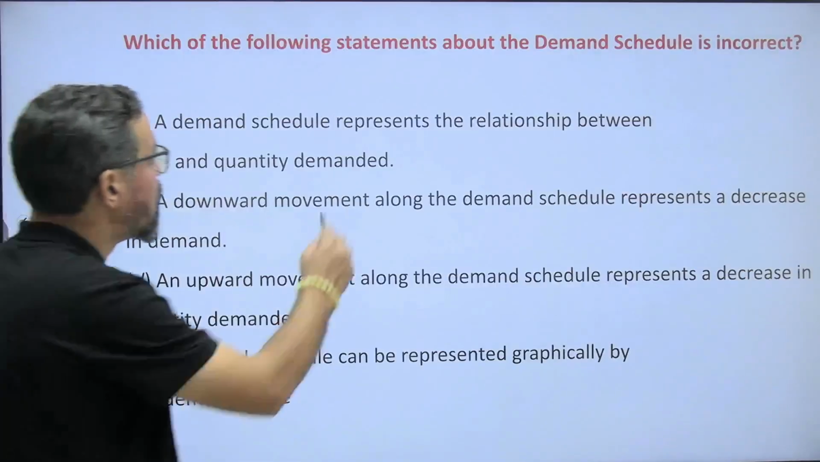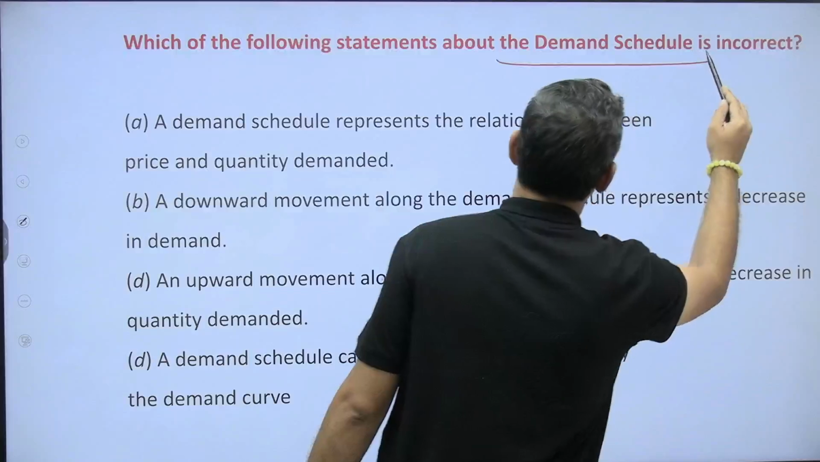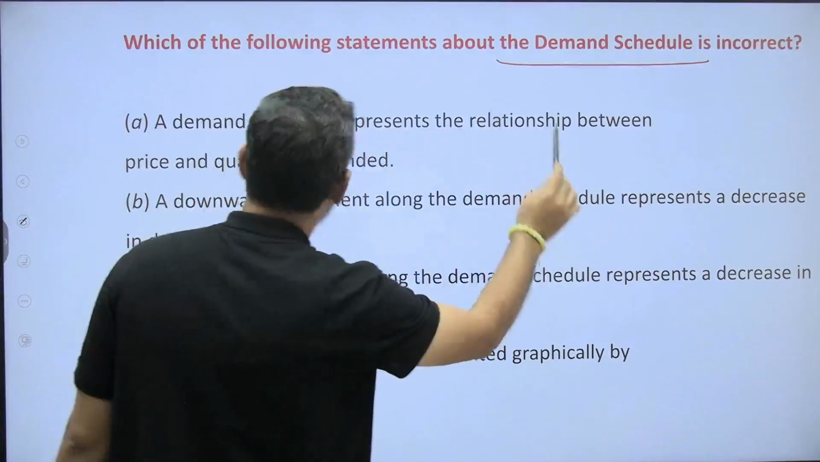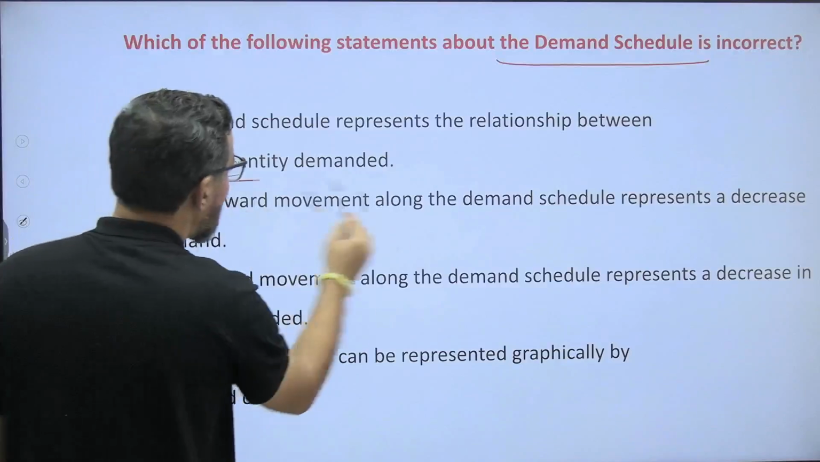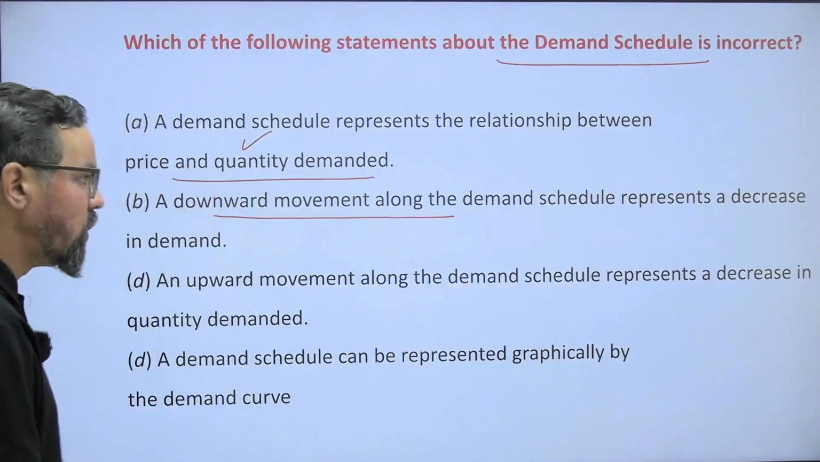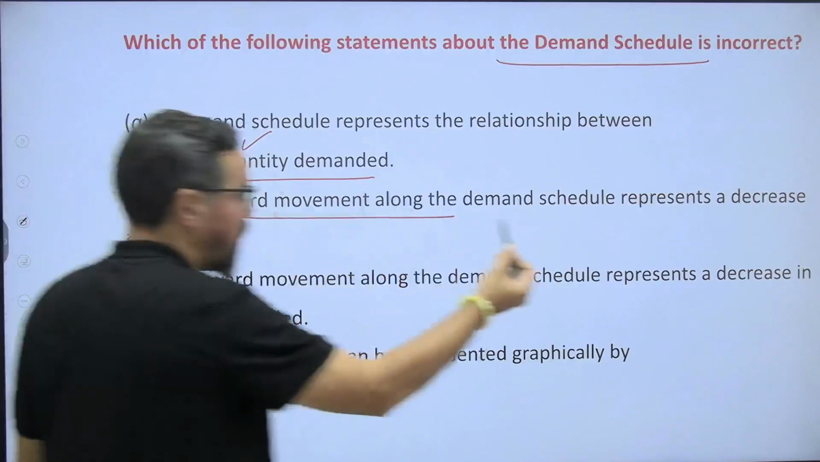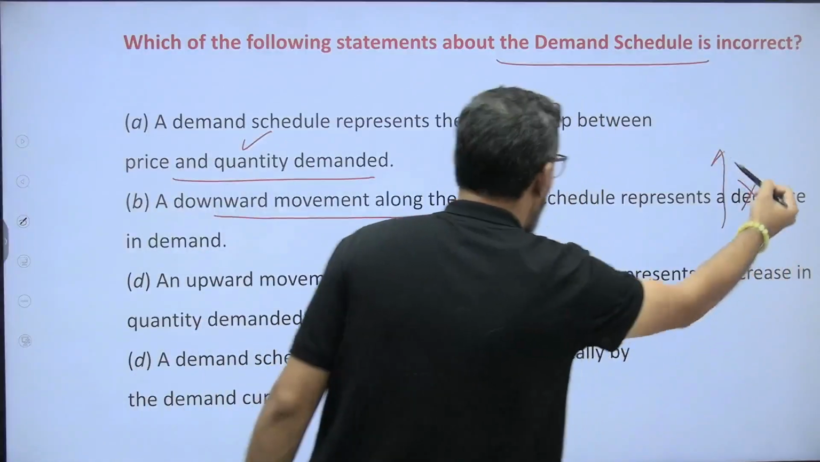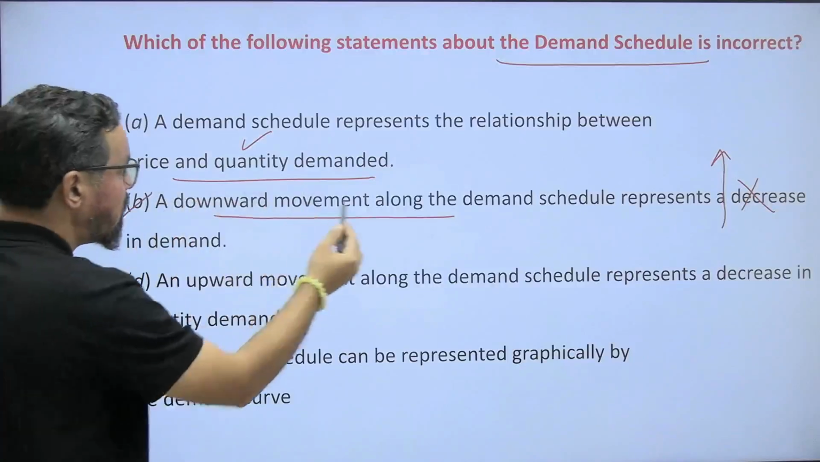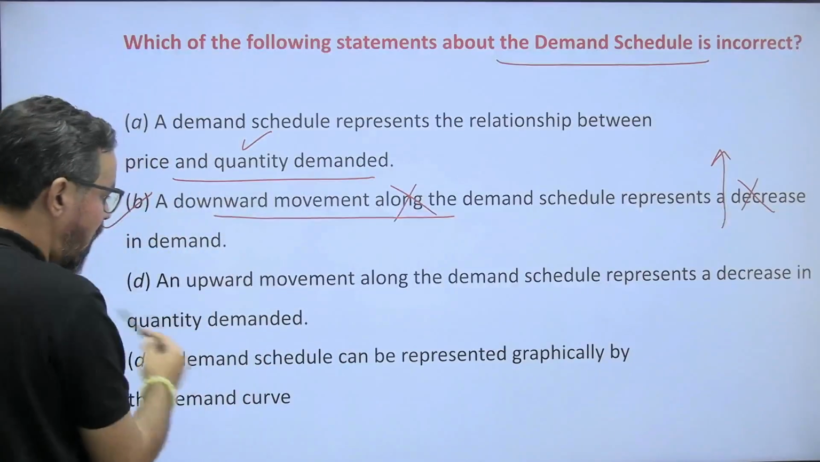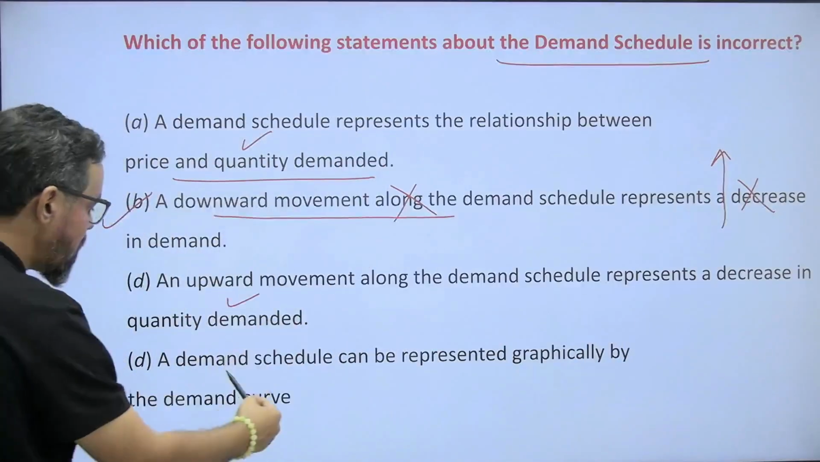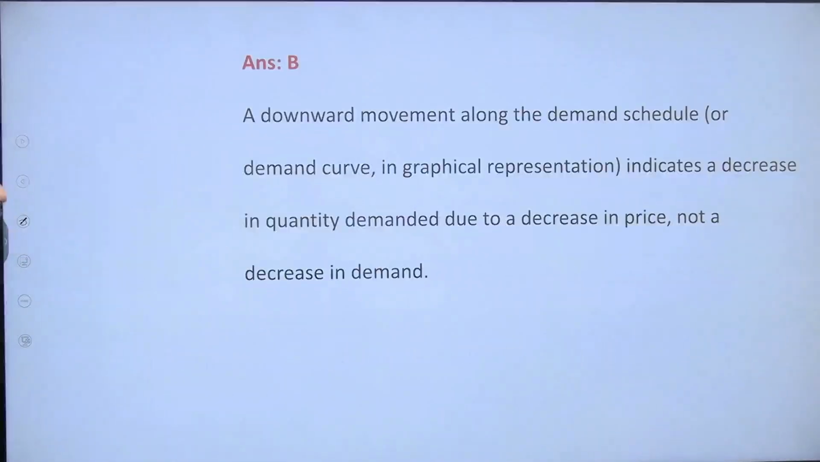Which of the following statements about the demand schedule is incorrect? A demand schedule represents the relationship between price and quantity demanded. True. A downward movement along the demand schedule represents an increase, not a decrease, in demand. So this is wrong. Upward movements along the demand schedule represent a decrease. This is true. So B will be the right answer for this particular one.